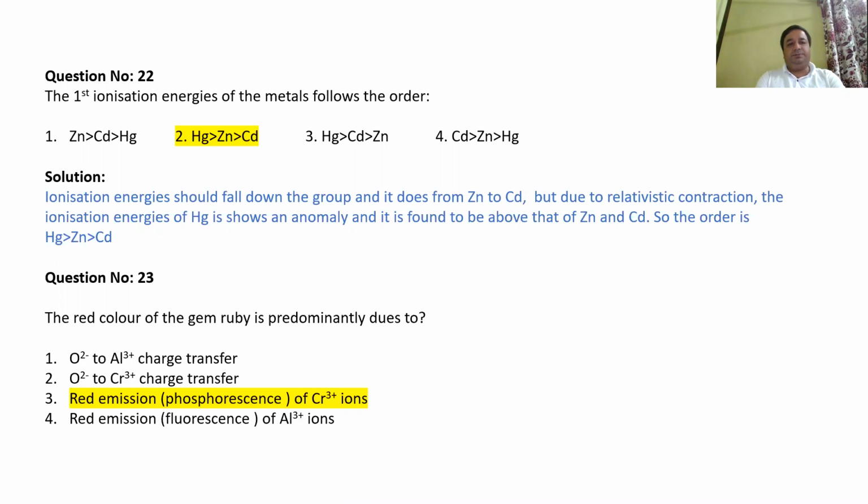Now the question 23 over here is: the red color of the gem ruby is predominantly due to, and the options are given: O2- to Al3+ charge transfer, that is a ligand to metal charge transfer; O2- to Cr3+ charge transfer; red emission, phosphorescence of chromium 3+ ions; red emission, fluorescence of Al3+ ions.